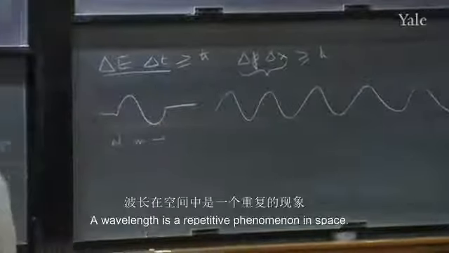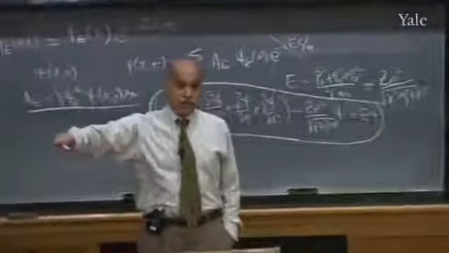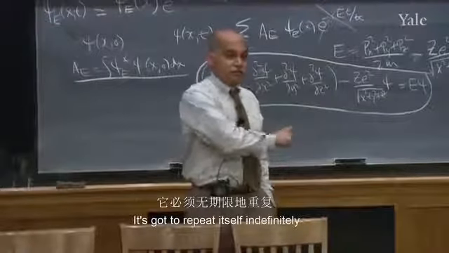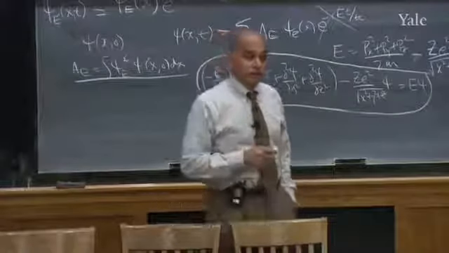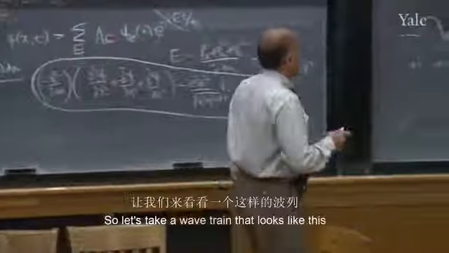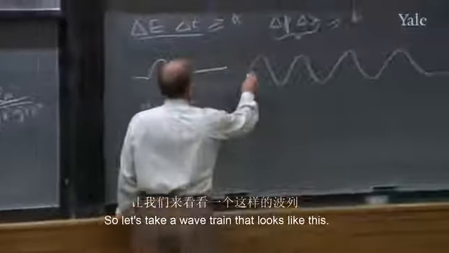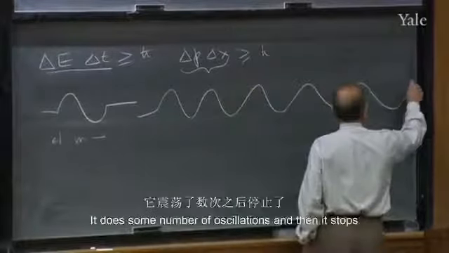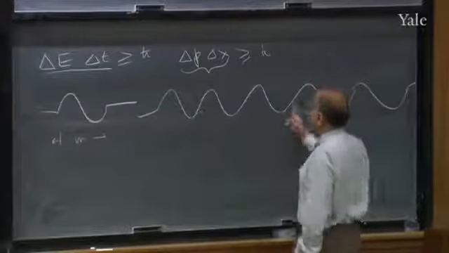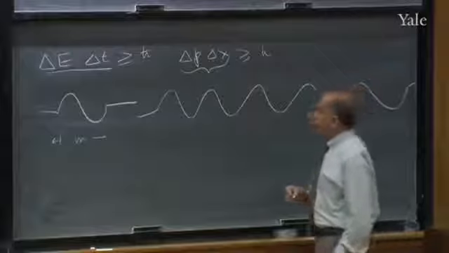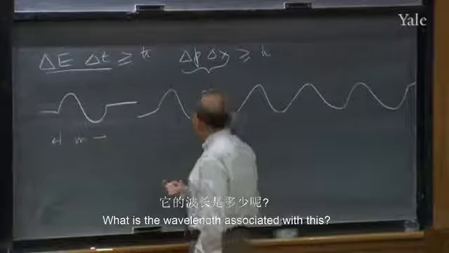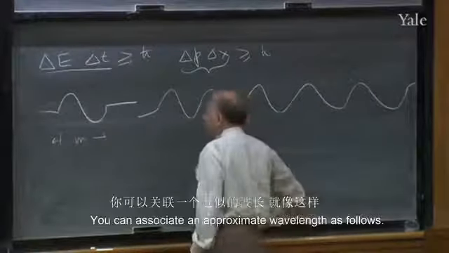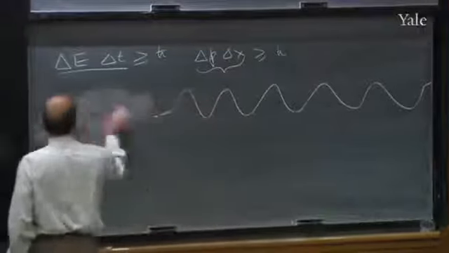A wavelength is a repetitive phenomenon in space. It's got to repeat itself indefinitely to have a unique wavelength. So let's take a wave train that looks like this. You somehow chop it off nicely near the end. It does some number of oscillations, and then it stops. What is the wavelength I can associate with this? You can associate an approximate wavelength as follows.